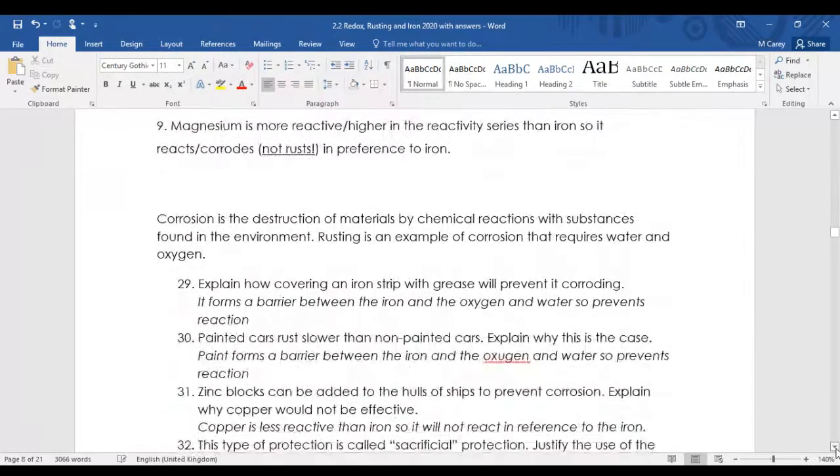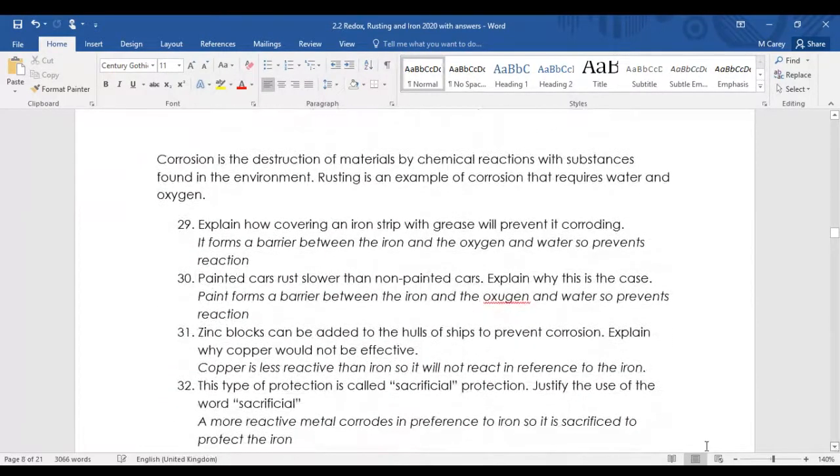Okay, so we have questions then. Explain how covering an iron strip, it forms a barrier, right? So that's the barrier method, forms a barrier between the iron and the oxygen and water, so to prevent reaction, or rusting, whatever, if you want to put that there. Just remember to always name the substances that cause rusting. Both of those are required.